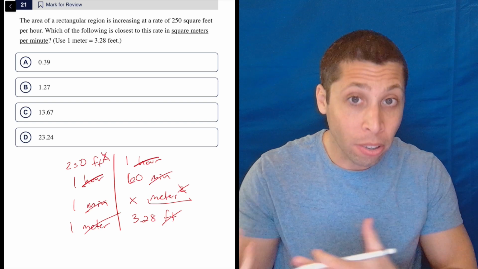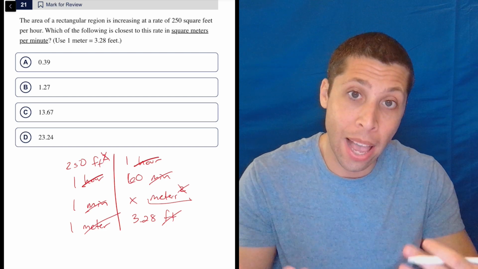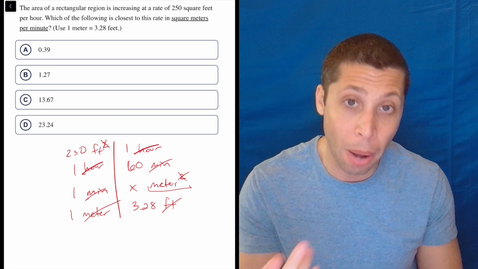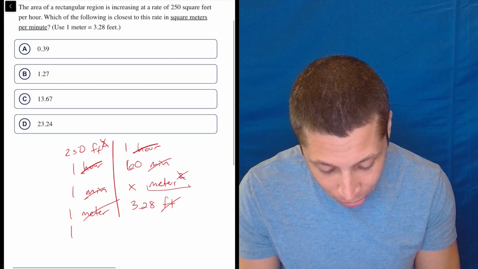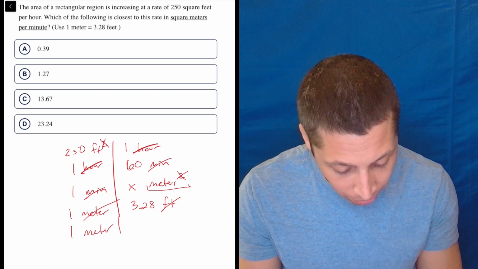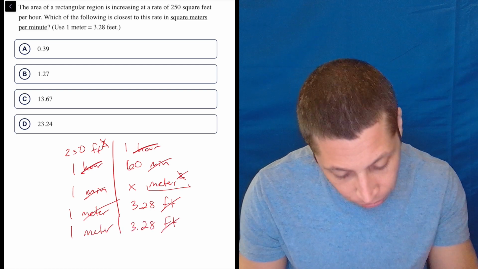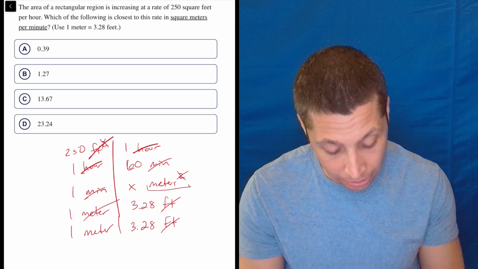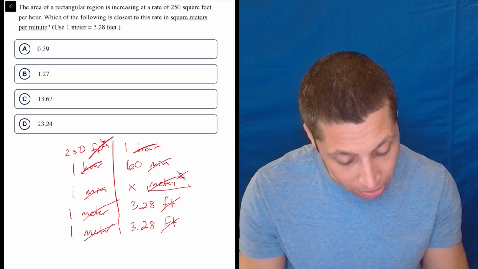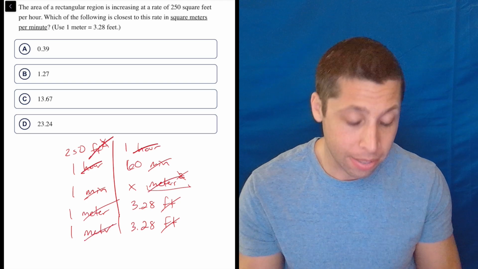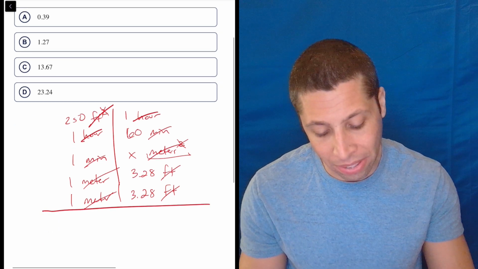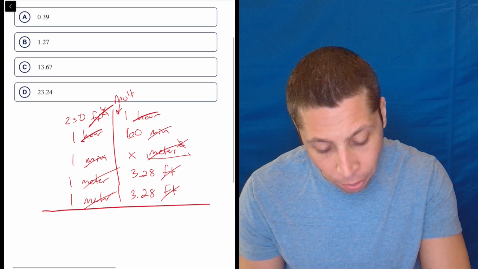So when we have areas and square units, then we have to double up one of these rates. So we just write it again. 1 meter is 3.28 feet. Now this feet can cross out the remaining feet there. This meters can cross out the meters here. And now everything is done. So I basically just multiply down the line.